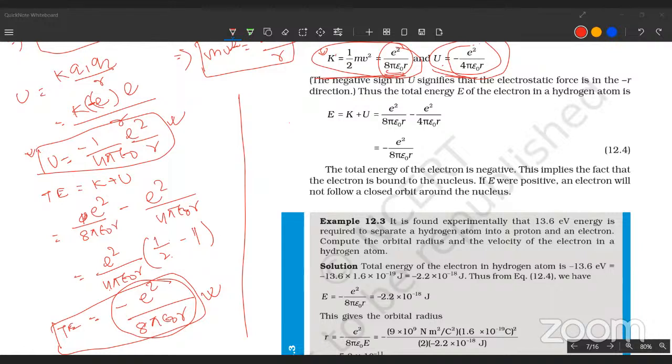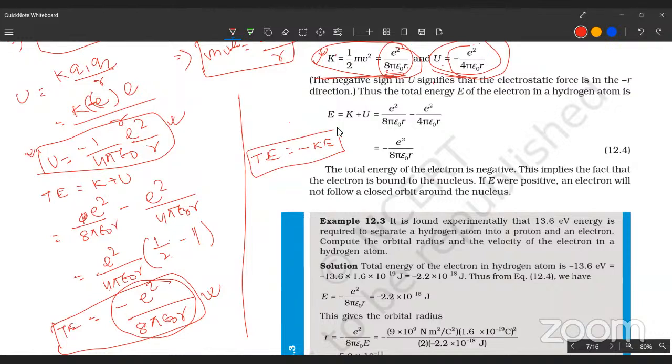What is the relationship between the kinetic energy and total energy? Kinetic energy is E square by 8 pi epsilon naught R, and total energy is negative E square upon 8 pi epsilon naught R. So we can simply write that total energy is equal to minus of kinetic energy.